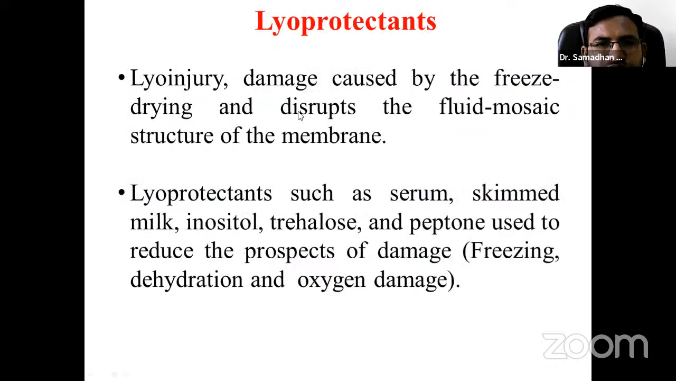What are the lyoprotectants used in the lyophilization process? Lyo injury is damage caused by freeze drying and it disrupts the fluid mosaic structure of the membrane. So to avoid this, you have to use lyoprotectants such as serum, skim milk, inositol, trehalose, peptone, which reduce the chances of damage like freezing, dehydration, oxygen damage. There are many lyoprotectants. These are some examples. Generally, skim milk is mostly used.